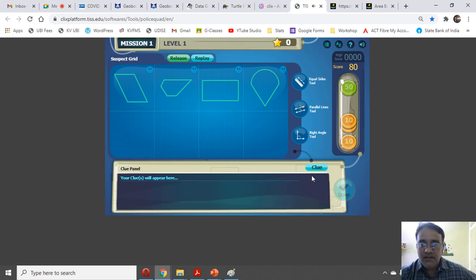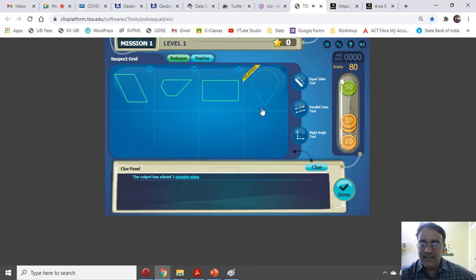Here we have to click on clue. One clue will be there, and we have to release the persons who are not culprits. The clue is: the culprit has at least 3 straight sides. So which one do you want to release? Please identify. At least means greater than or equal to 3. Fourth one, sir. Okay, fine. So we have to click on this and release.